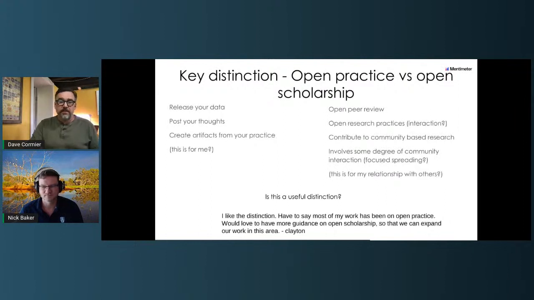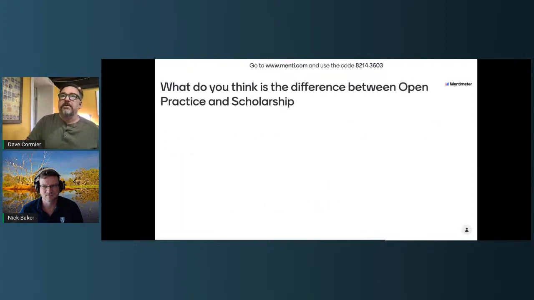So our question here, and the feedback we're looking at, the part of our document that we're currently stuck on, is this distinction between open practice and open scholarship. So we're back to the Mentimeter. The thing we'd like to hear back from you is, what do you think is the difference between open practice and open scholarship? Please feel free to add your name to your comment if you'd like to be cited. We're more than happy to acknowledge your participation.